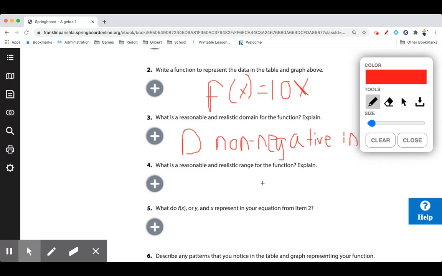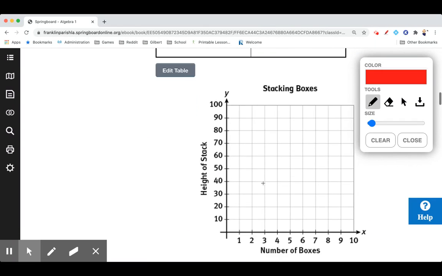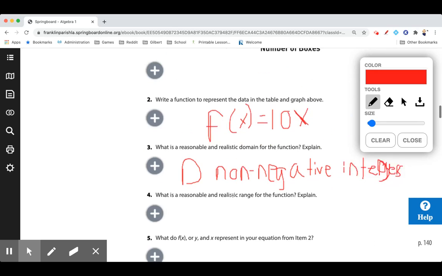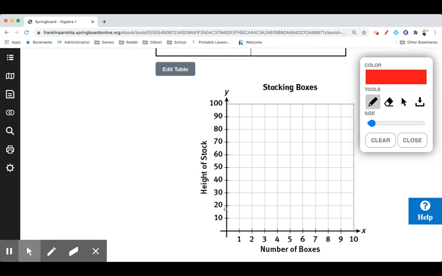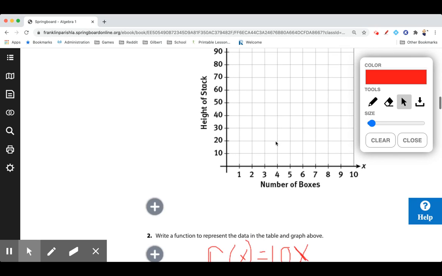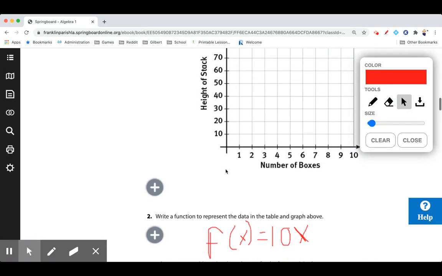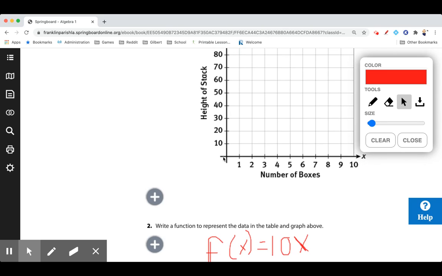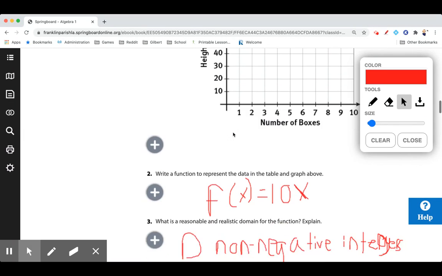All right, what's a reasonable and realistic range for the function? Range is the vertical y-axis, the height. So, not going to have negative here either. We're not going to have a negative height. You're going to go 0, and then it's going to go by tens. 10, 20, 30, 40, 50.